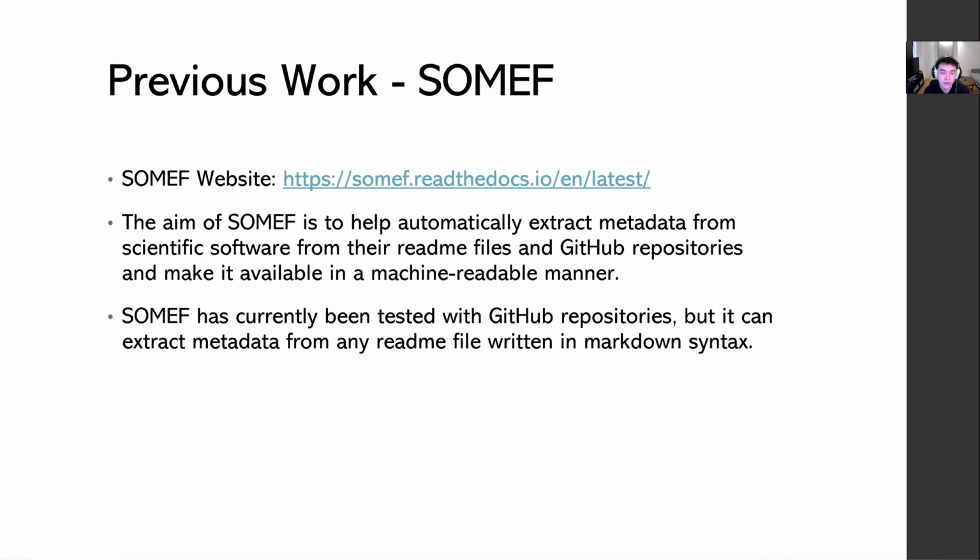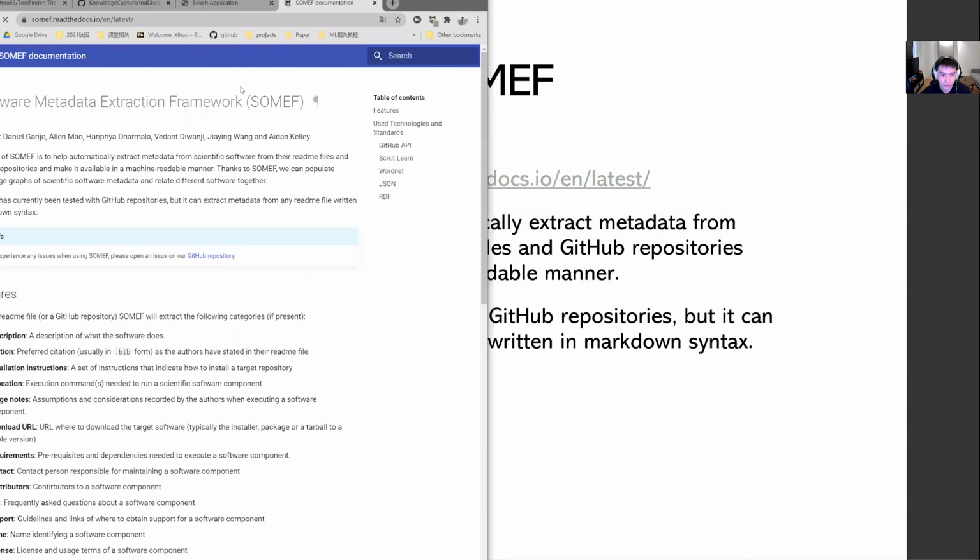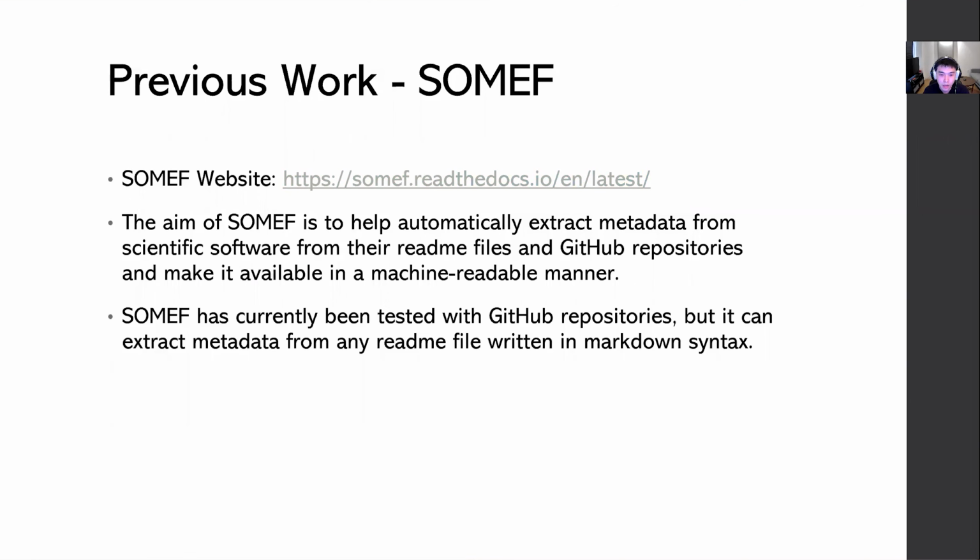Before we got started, we searched for previous works, and we did find one very helpful project called SOMEF. We can see the website for this project from here. The aim of this project is to help automatically extract metadata from scientific software from their README files that can be found on GitHub repositories. By doing so, we can know which sentence in that file belongs to what kind of metadata, like if sentence A belongs to description, sentence B belongs to installation.